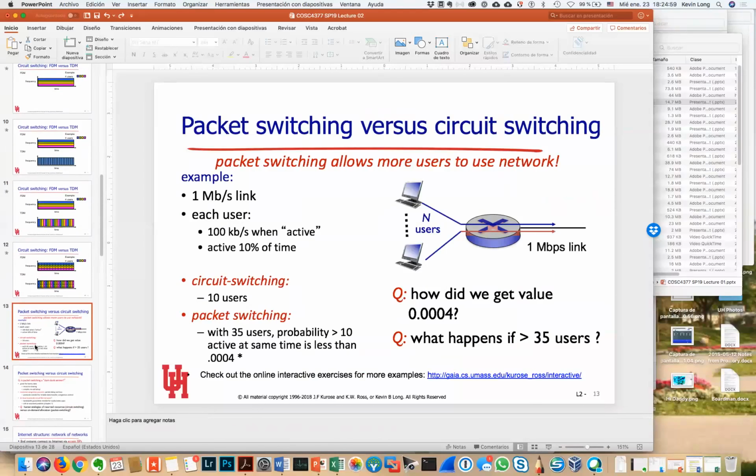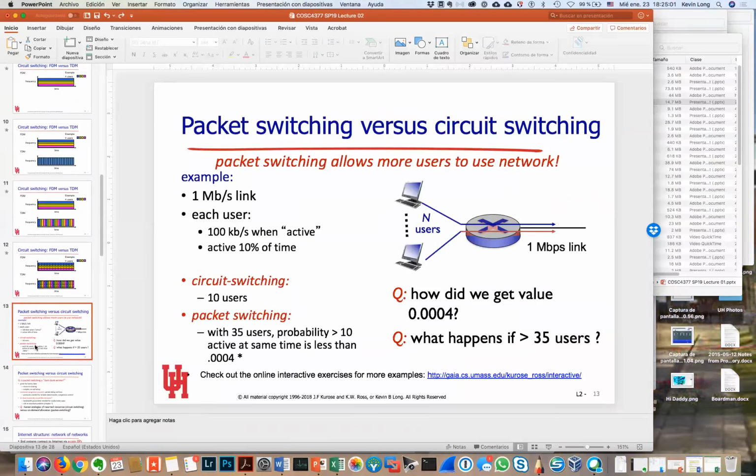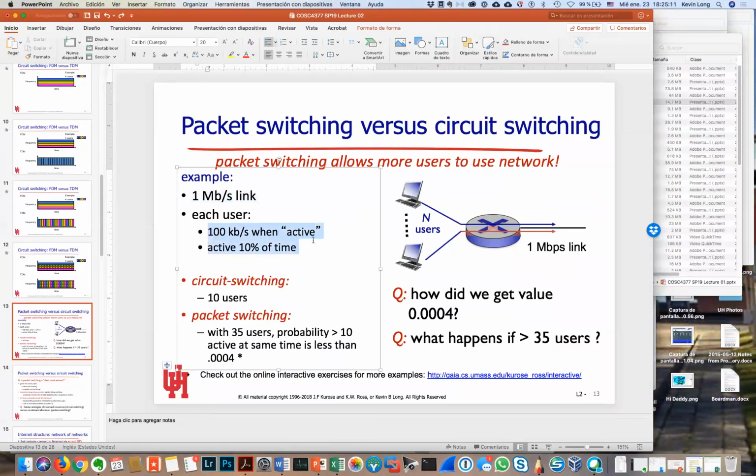So why do packet switching then? Why not use circuit switching? Well, let's look at a circuit switched application. We can beat circuit switching at its own game. If we have a 1 megabit per second link and each user, when they're talking, uses 100 kilobits per second, or a tenth of the network, and they're active only 10% of the time, on a circuit switch network, I can only fit 10 users on that.